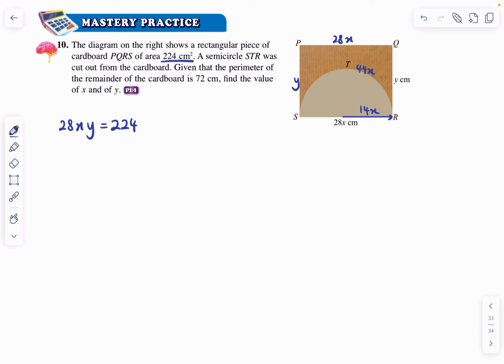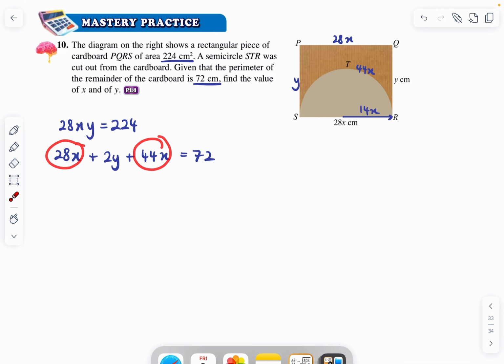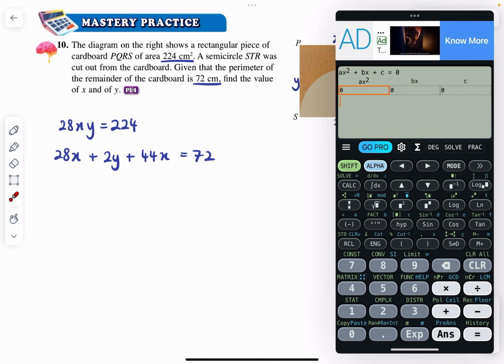Now we can make the perimeter equation. So 28x plus y plus 44x. 28x plus 2y plus 44x equals 72. 28 and 44 we can add. 28 plus 44 is 72. So 72x plus 2y equals 72.